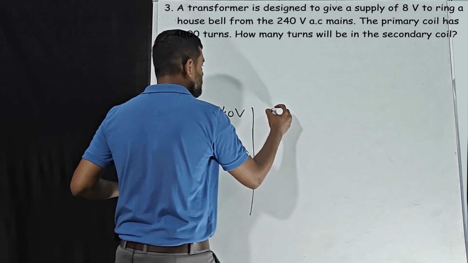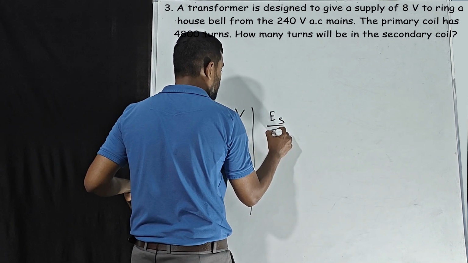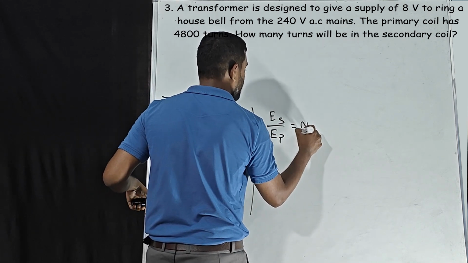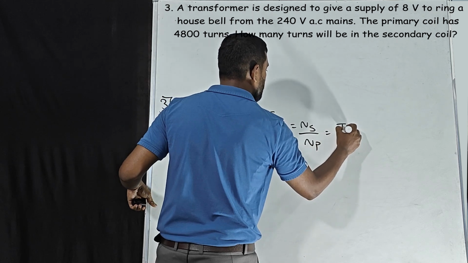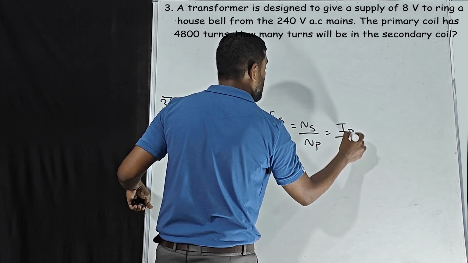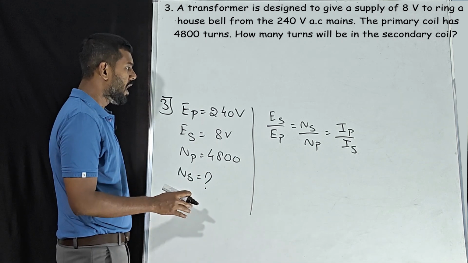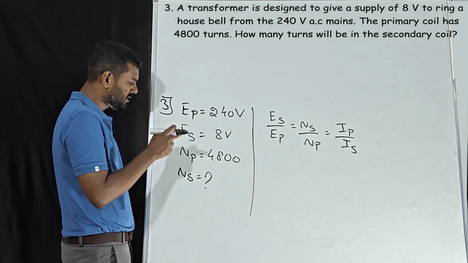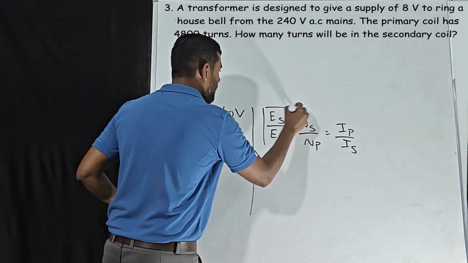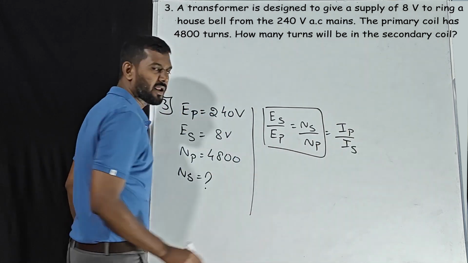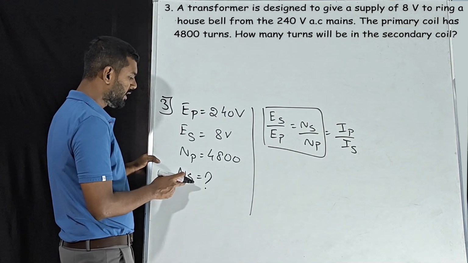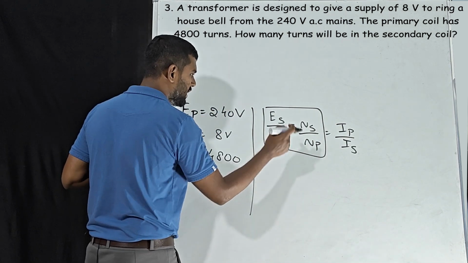So what is the turns ratio? That is ES by EP is equal to NS by NP is equal to IP by IS. It is not IS by IP. This is very important when it comes to turns ratio. Now here, we are talking about voltage and number of turns. So this is enough. Don't use current. So here NS we have to find.